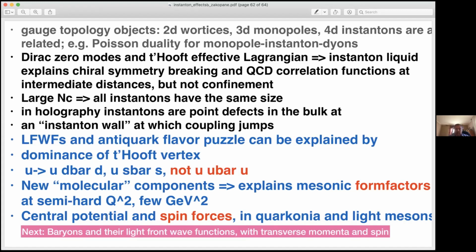We have a second paper, which is also practically done, in which we go to the light cone, do linear confinement and some other technical issues. No, not spin yet. And in principle, we'll go to baryons on the light front, again with 3 and 5 quarks, but now including transverse momenta and spins. That will require larger matrices, but it's doable.